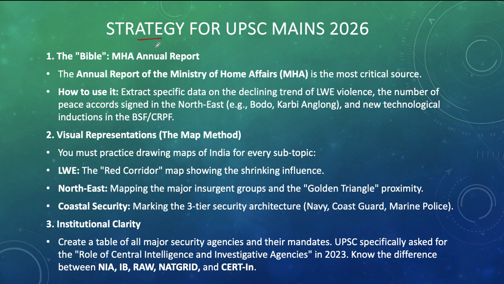Coming to the strategy, you need to refer to the Ministry of Home Affairs annual report on their website and try to extract unique diagrams, examples and keywords which they have mentioned. Visual representation is very important in internal security. You can draw isolated segment-based maps especially for the northeastern states, and you can draw the red corridor for left-wing extremism. For the Northeast, you can quote the golden triangle proximity.